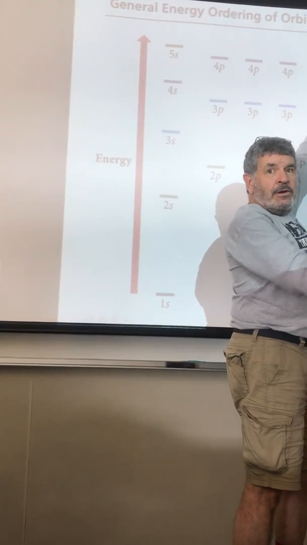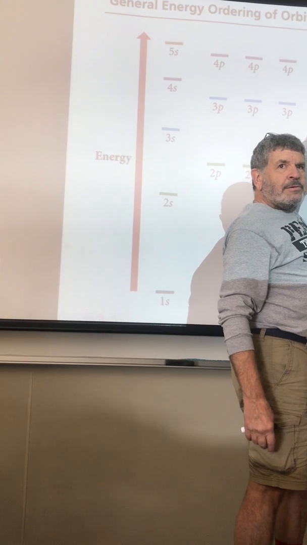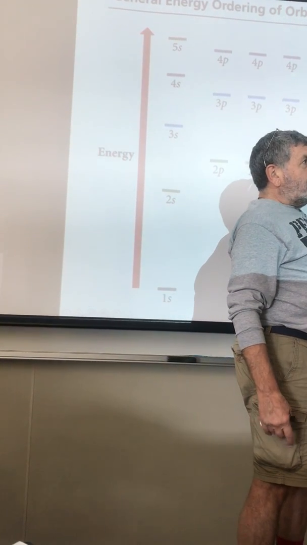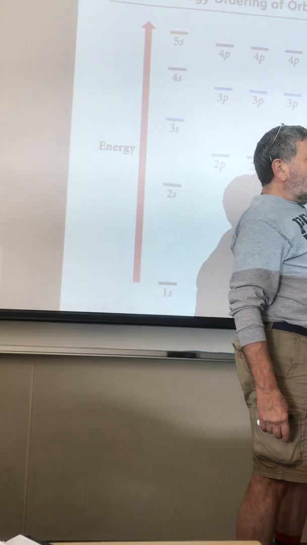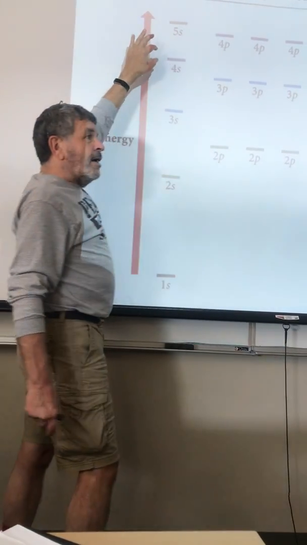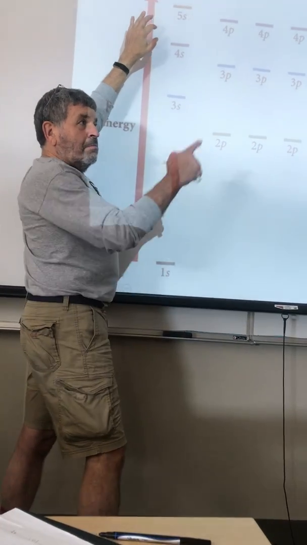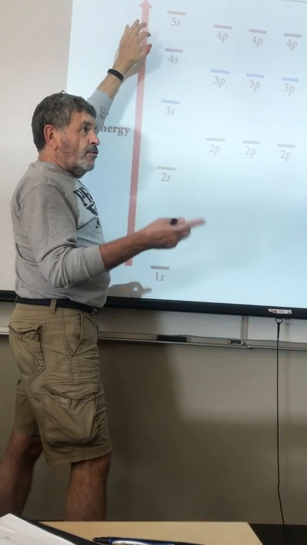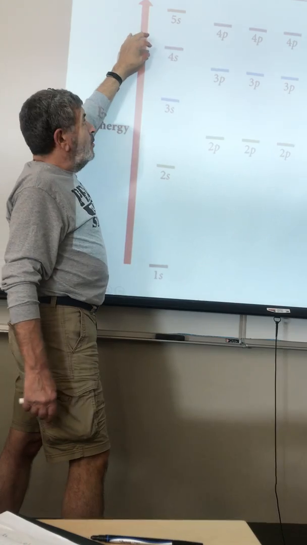There's nothing there, right? There's no elements in that section. So what happens once I get to row 4 is somehow we have to account for those d electrons, or the electrons that are supposed to reside in the 3d orbitals.